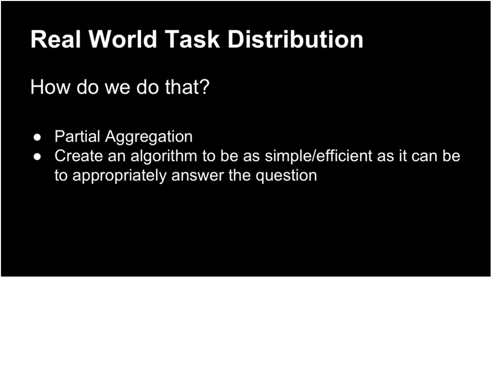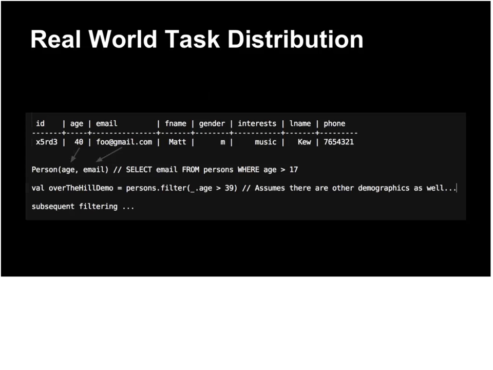And finally, be sure to match the operations to the required task. You should try to create the simplest and most efficient algorithm necessary to answer the question. Here's a simple example, using a query and subsequent filtering to thin a data set. First, we select only the fields we need to perform the analysis, in this case, age and email address. Next, we use a filter to get the over-the-hill demographic. Let's assume this is not the only demographic we are going to process, otherwise we would simply include this filter in the initial SQL statement. And then lastly, we will apply subsequent operations on the data to complete the analysis.